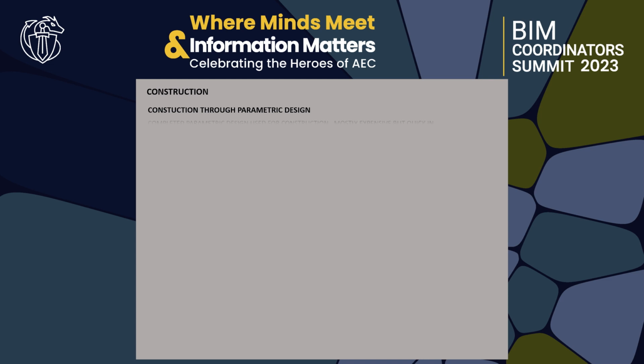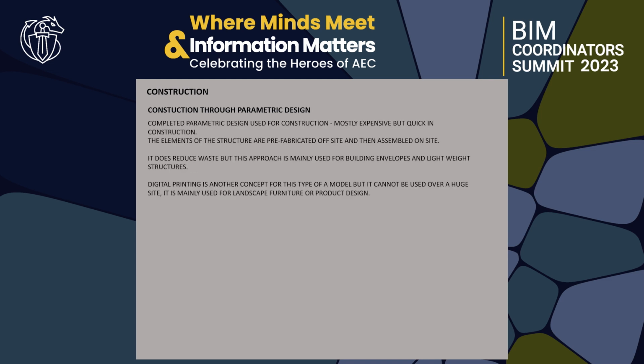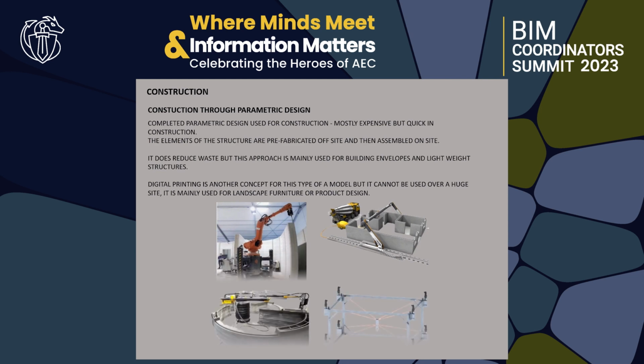When it comes to construct a parametric design on site with the help of a coordinated model, in concrete, the concept of digital printing is used, which helps in building the structure on site with the help of a digital printer. This kind of construction cannot be adopted over a large site area and is mostly used for landscape furniture or product design. These images below show the scale of construction that can be adopted through digital printing.